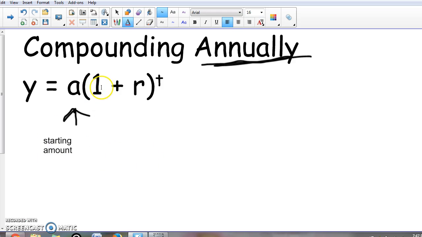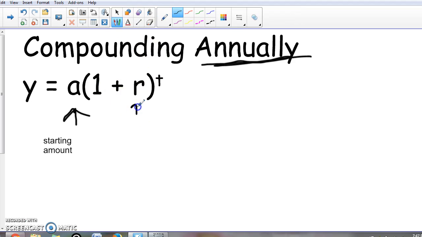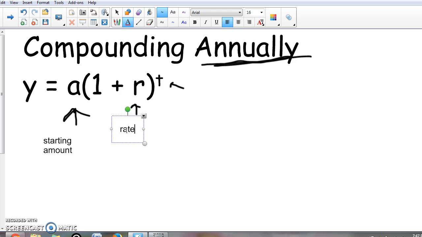The 1 is always the same. The R stands for your rate, and remember that it has to be written as a decimal. T stands for your time. This is rate as a decimal, and T stands for time.